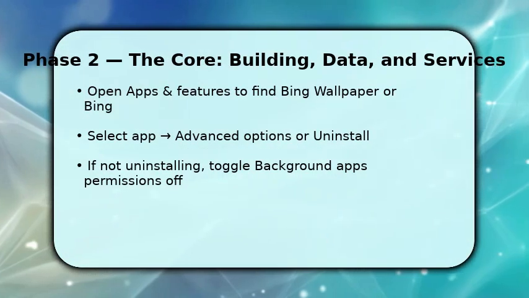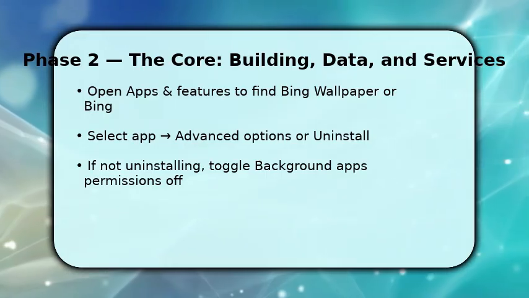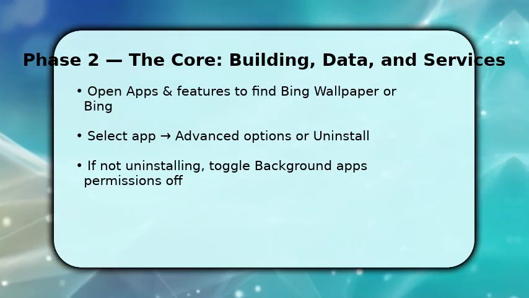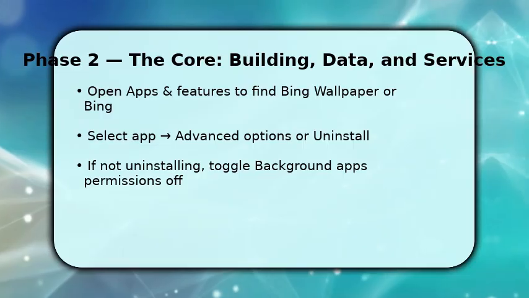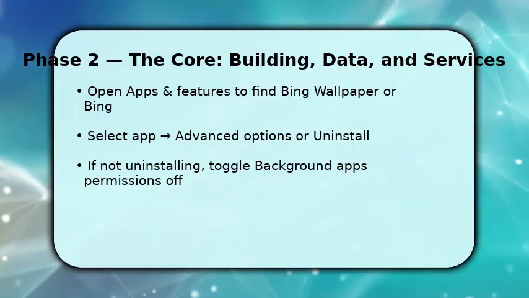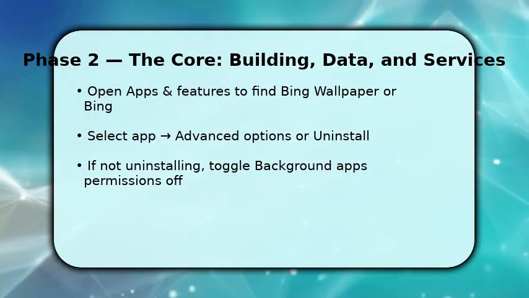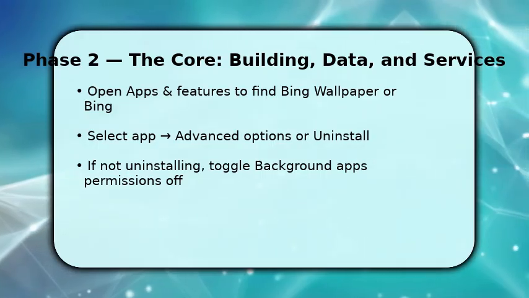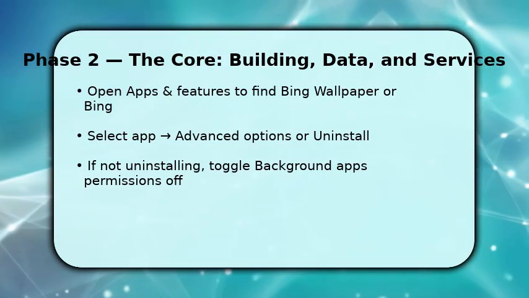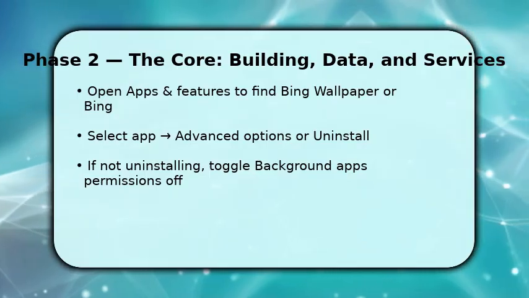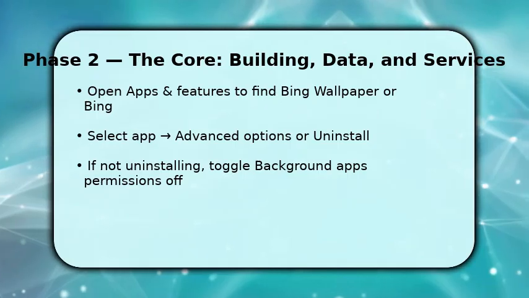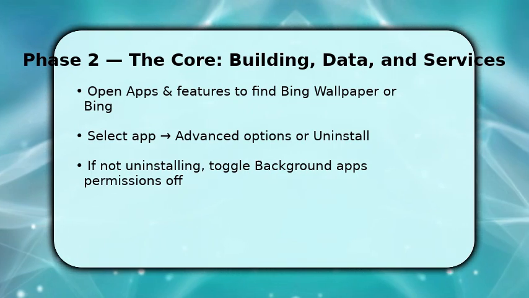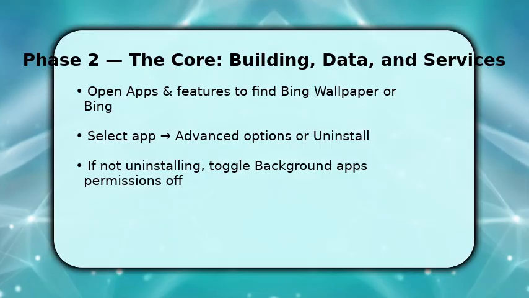Next, you remove or neutralize the Bing Wallpaper app to stop automatic updates. Open Settings, Apps and Features, locate Bing Wallpaper or the Bing app, and choose Advanced Options or Uninstall. If you prefer keeping the app, make sure to disable background app permissions and background activity. This prevents periodic wallpaper pushes. Also check Task Scheduler and Startup to disable any Bing-related tasks so the app cannot restart and reapply images. Doing this stops the service that fetches daily Bing photos.